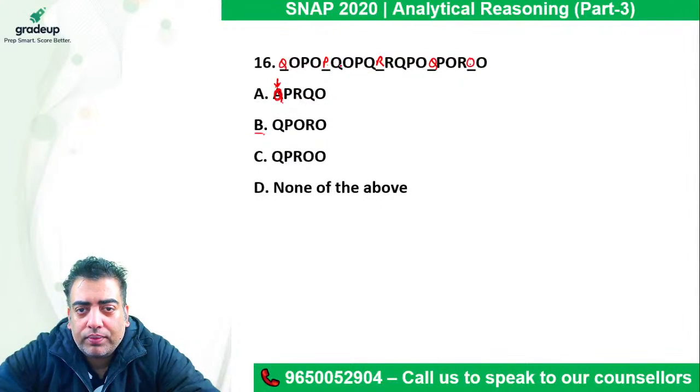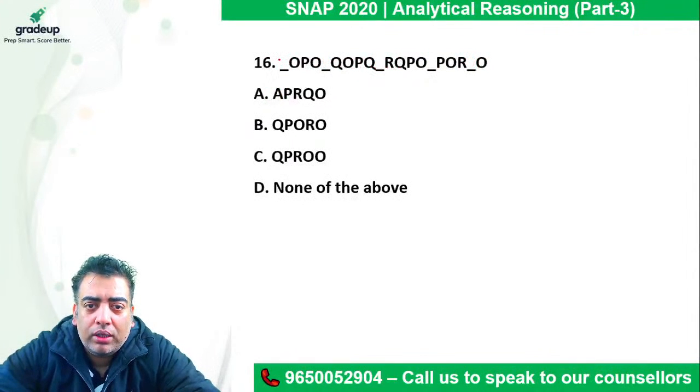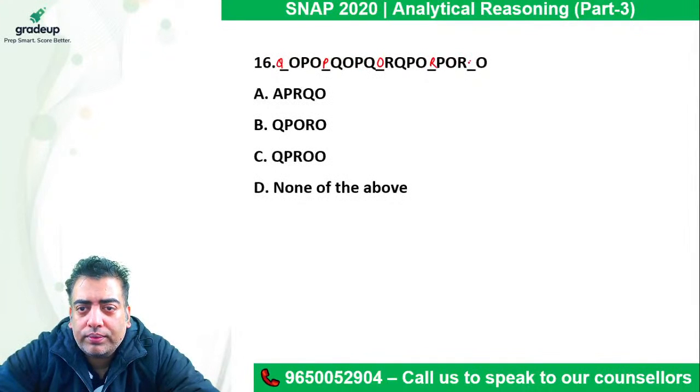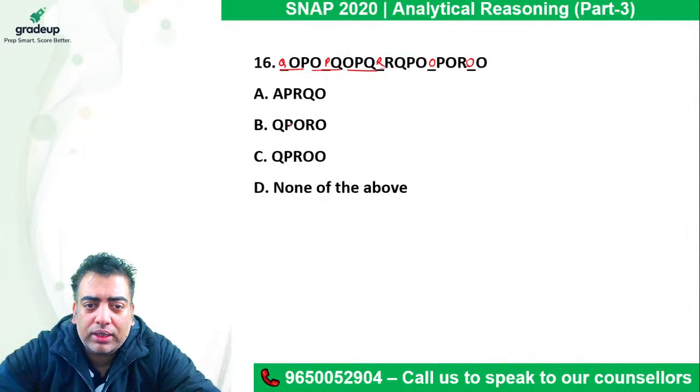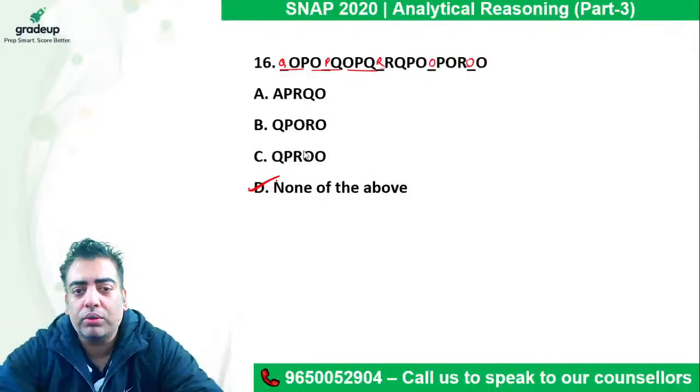O P Q, again O P Q, then R R Q. R R Q does not make any sense, so leave it. So Q P O R O. So Q O P, then O P Q, again O P Q, then O R Q. So again doesn't make any sense. So it is Q P R O O. QOP, OPQ, OPQ, RRQ doesn't make any sense. So the right answer option comes out to be D.